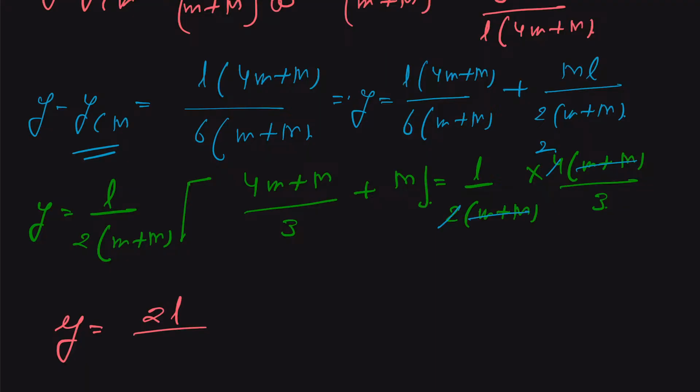2L divided by 3. So this point is going to have our velocity equal to 0, and this point is with respect to our child. That's the lower end. From the upper end, we can just subtract it from L, which will come as L by 3.